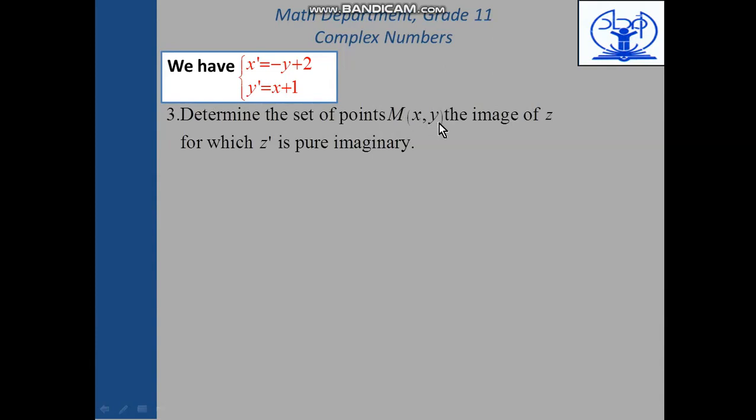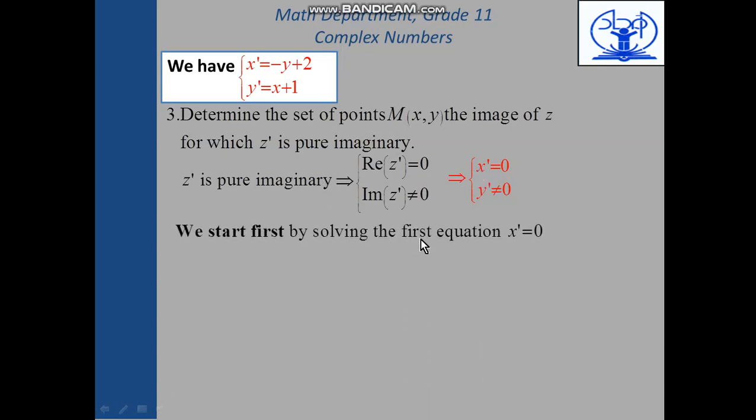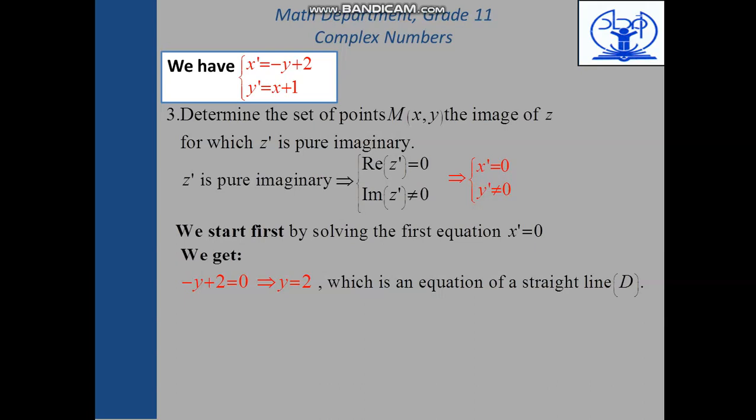Determine the set of points M x, y as the image of z for which z prime is pure imaginary. If z prime is pure imaginary, the real part of z prime equals 0 and the imaginary part of z prime is not equal to 0. We saw that before. So x prime equals 0 and y prime not equal to 0. We start with x prime by solving the first equation, x prime equal to 0. So minus y plus 2 equal to 0 and y equal to 2. This is the equation of a straight line, a horizontal line.